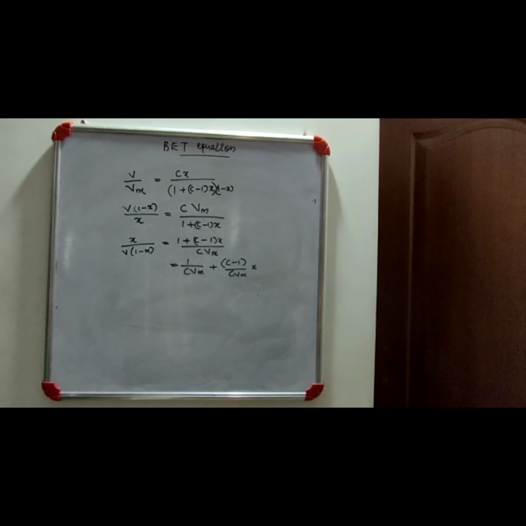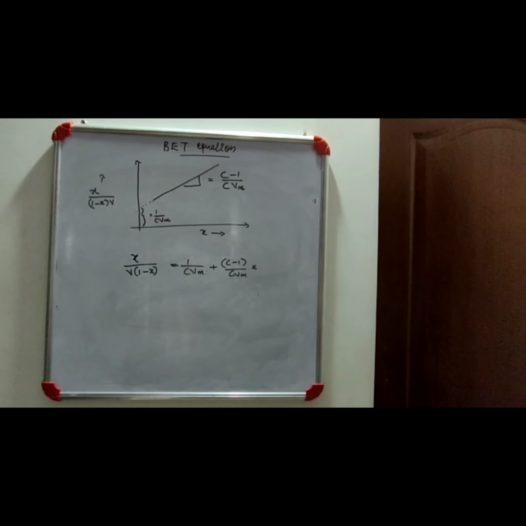Now we can plot the graph. If we plot a graph between x by 1 minus x into V versus x, we will get a straight line with a y-intercept equal to 1 by CVm and slope is equal to C minus 1 by CVm.